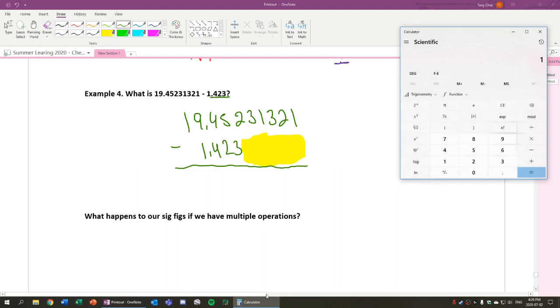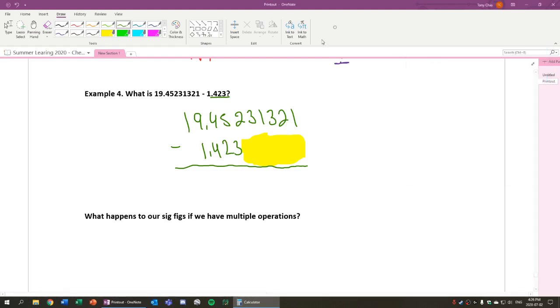So what we have here is 19.45231321 take away 1.423, and we should get 18.029, 3 decimal places. So you always want to make sure we punch everything in, even though we know that we aren't taking these decimal places into consideration. We still want to use them just in case. We don't want to round too early. We always only want to round at the very end.